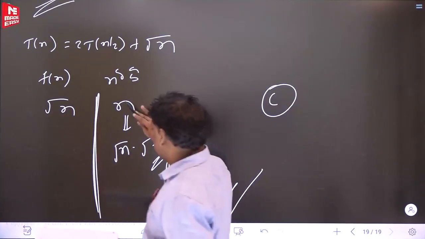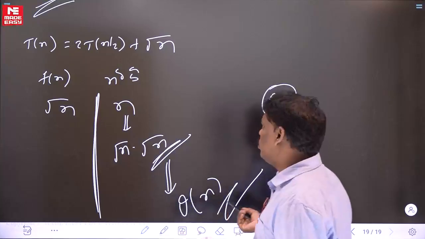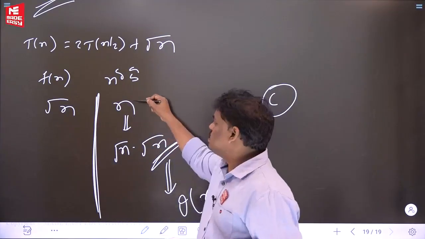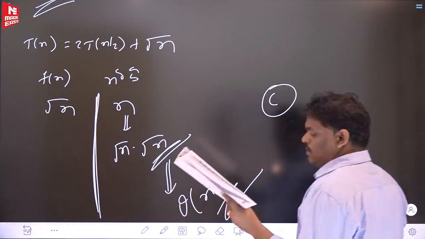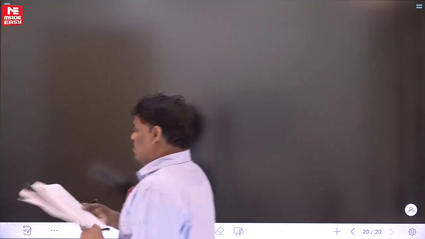So n power log a base b is bigger, it's okay. How many times? Root n times. Root n is polynomial. If polynomial times bigger or smaller, then the master theorem is applicable, then whoever is bigger is the answer. Who is bigger? N. N is the answer. For 36, the answer is going to be C. Go to the next one now.